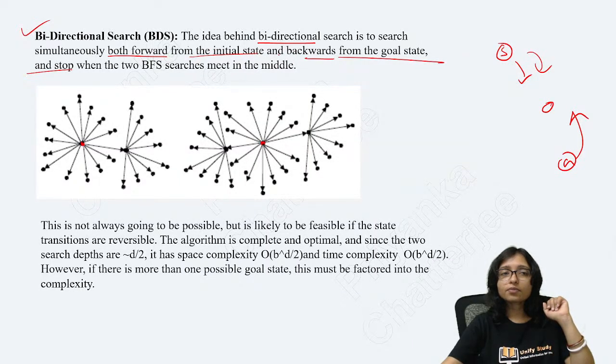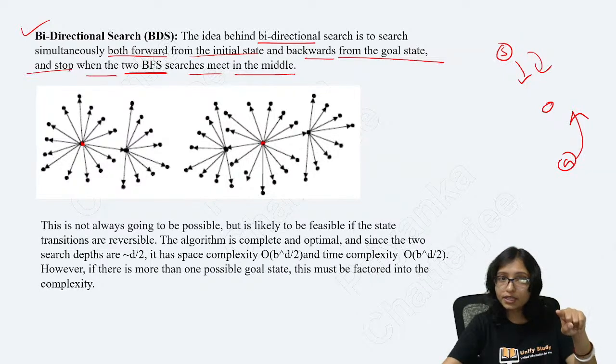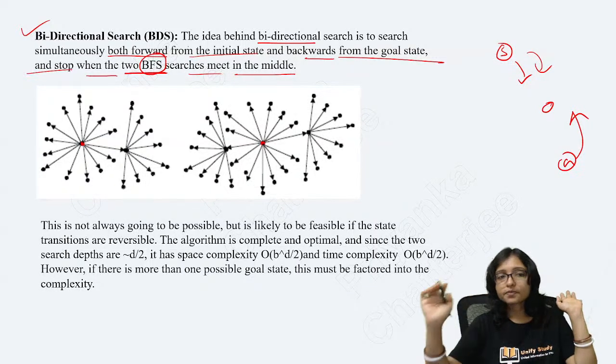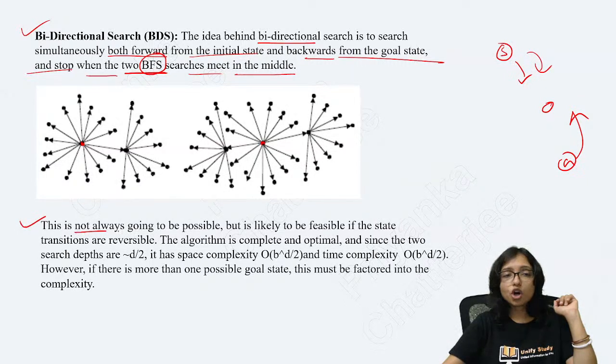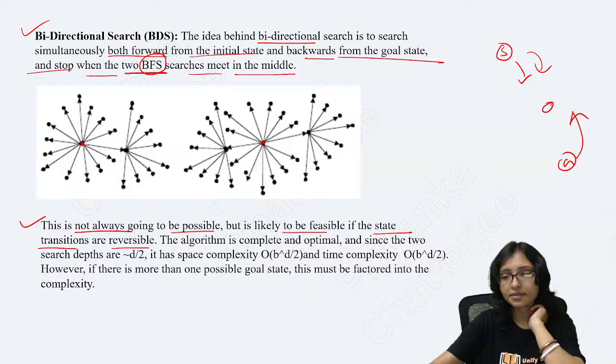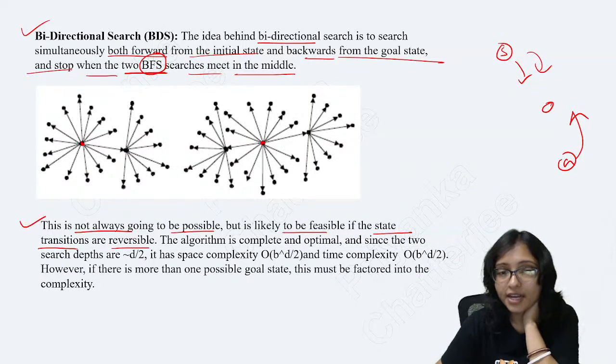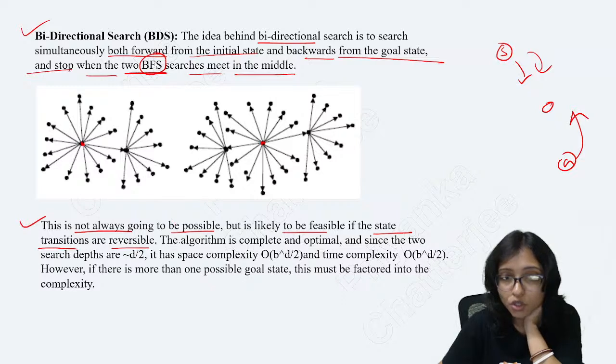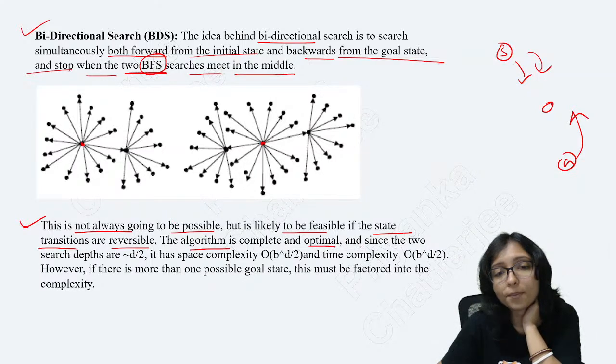Initially, go backward from the goal, and then the two BFS searches meet in the middle. We are applying breadth first search here. Two BFS searches meet in the middle, then I will stop. This is not always possible, but it is likely to be feasible if the state transitions are reversible. If it is reversible, then only it is possible, otherwise not. The algorithm is complete and optimal.